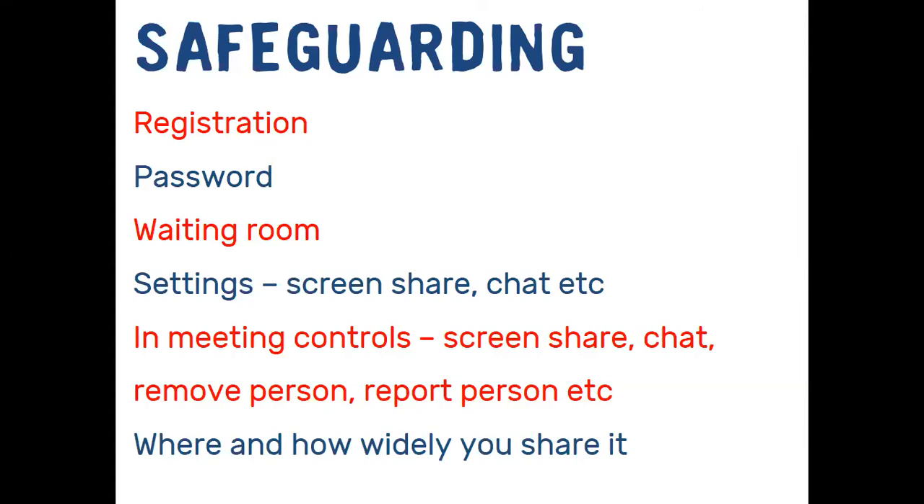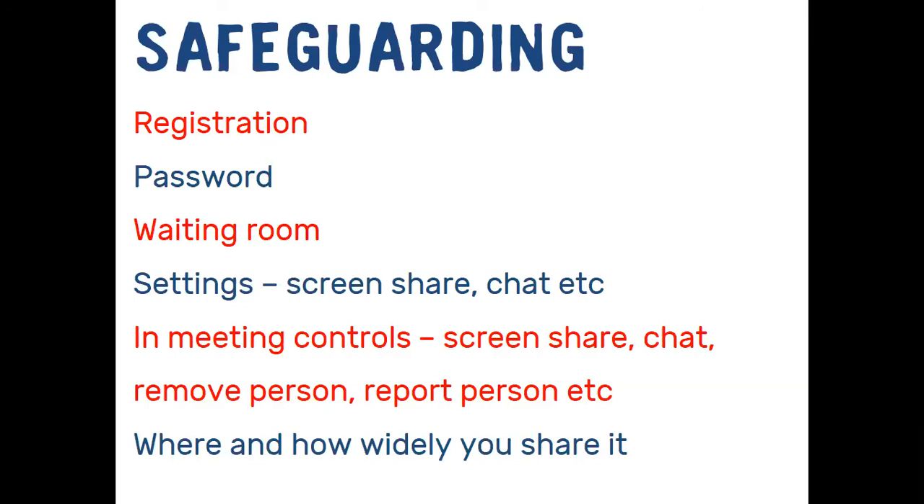So we've got registration. As I said before, we require people to register for all of our public sessions like this one. We don't use it for our in-team, in-house meetings, but for public sessions we do. Password: you can opt for whether you have a password or not. Waiting room: that's the space where people wait and you can see who's in your waiting room and whether you want to admit them or not. Settings: as I mentioned before, you can choose whether people are allowed to screen share, whether they're allowed to chat, things like that. And then once you're in your meeting, there are certain controls that you have.